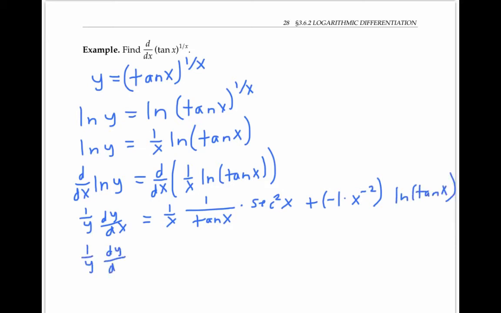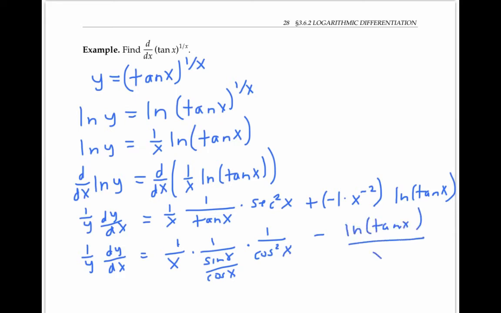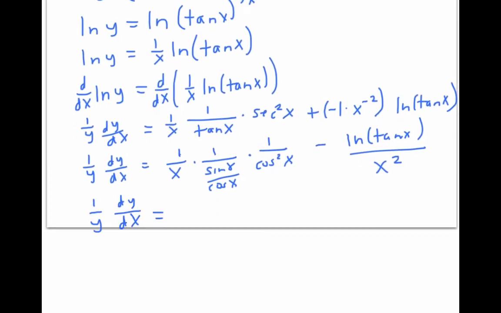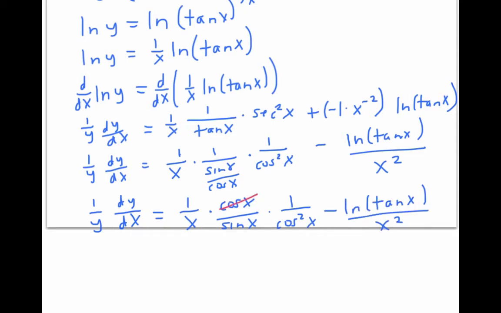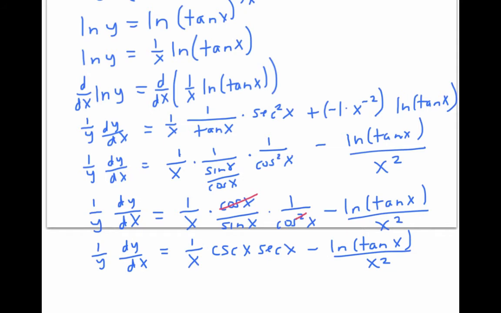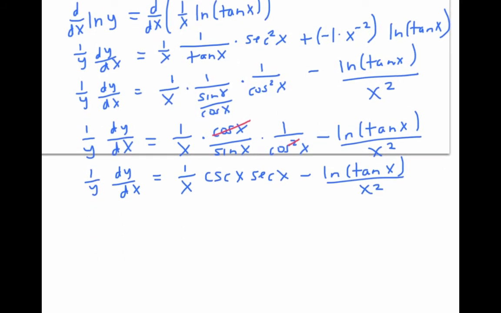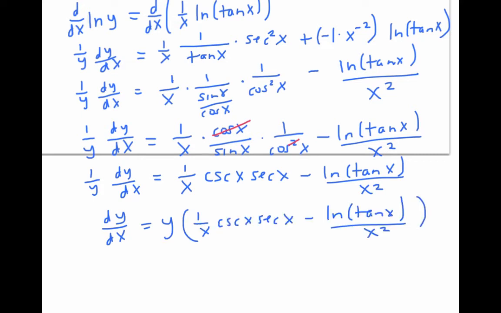Simplifying the right-hand side, I get 1 over x times 1 over sine x over cosine x times 1 over cosine squared x minus ln tan x over x squared. Rewriting, I can flip and multiply to get 1 over x times cosine x over sine x times 1 over cosine squared x minus the second term. Canceling one copy of cosine and rewriting in terms of cosecant and secant, I get this expression. I still have to solve for dy dx. So multiplying both sides by y, I get the following. And since y was equal to tan x to the 1 over x, I can rewrite everything in terms of x.